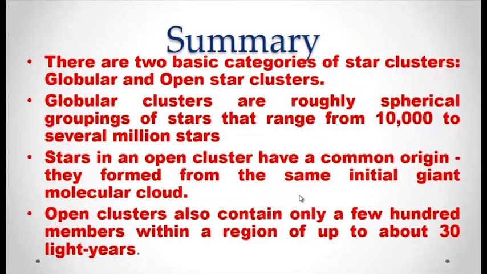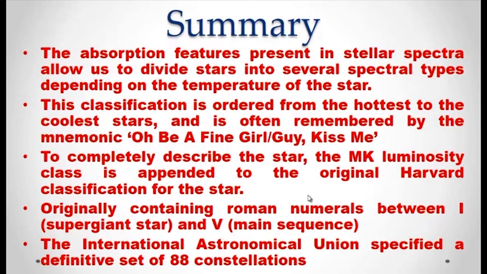So in this lecture we have seen clusters of stars, globular clusters and open clusters. Globular clusters are roughly spherical groupings of stars that range from 10,000 to several million stars. Stars in an open cluster have a common origin. They formed from the same initial giant molecular cloud. Open clusters contain only a few hundred stars.